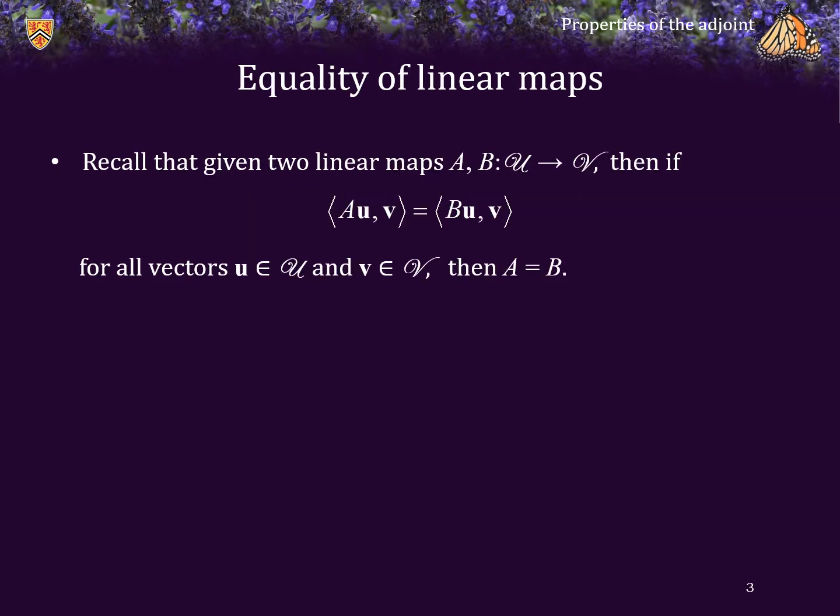Recall that given two linear maps A and B mapping a vector space U onto a vector space V, if the inner product of A times any vector u in the first vector space and any vector v in the second vector space equals the inner product of B times that first vector and the second vector, for all possible vectors in the two vector spaces, then the two linear maps must be equal.